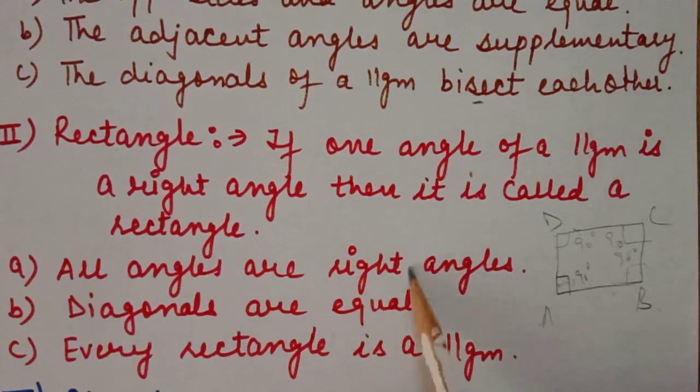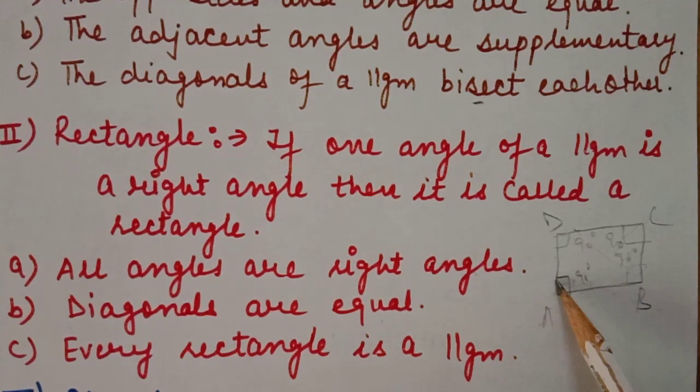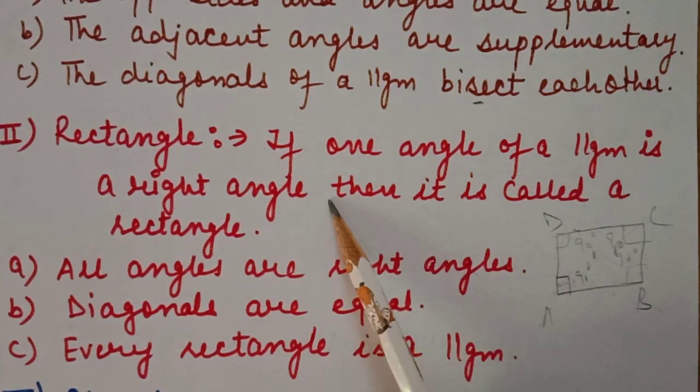So all angles are right angles. Diagonals are equal because in a parallelogram they bisect each other. If these two diagonals are equal, definitely they bisect each other at the same point. Every rectangle is a parallelogram. It means if one angle in a parallelogram is 90 degrees, it is a rectangle.